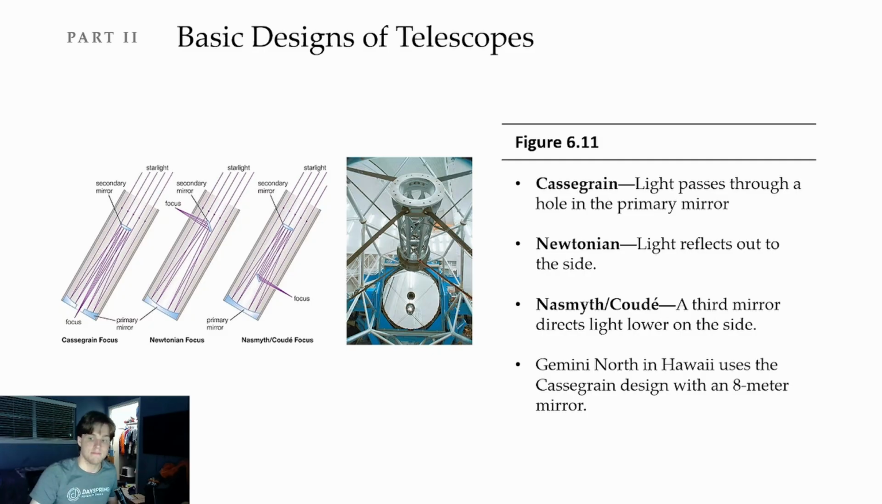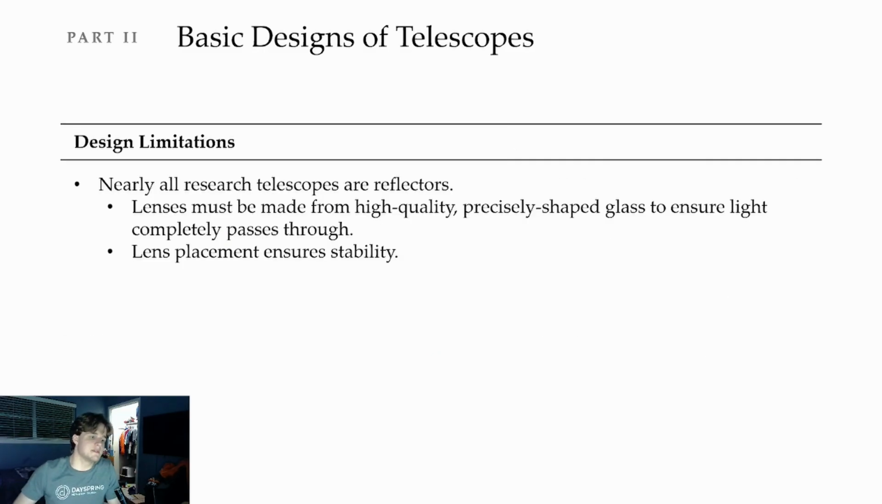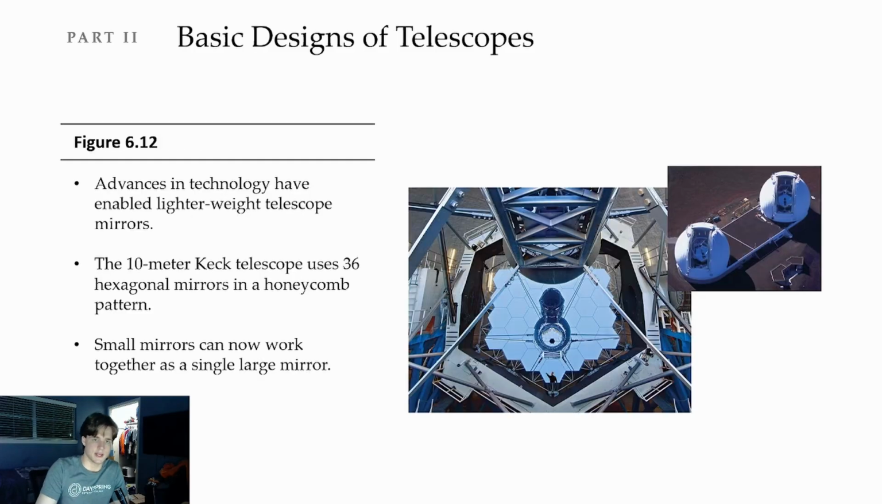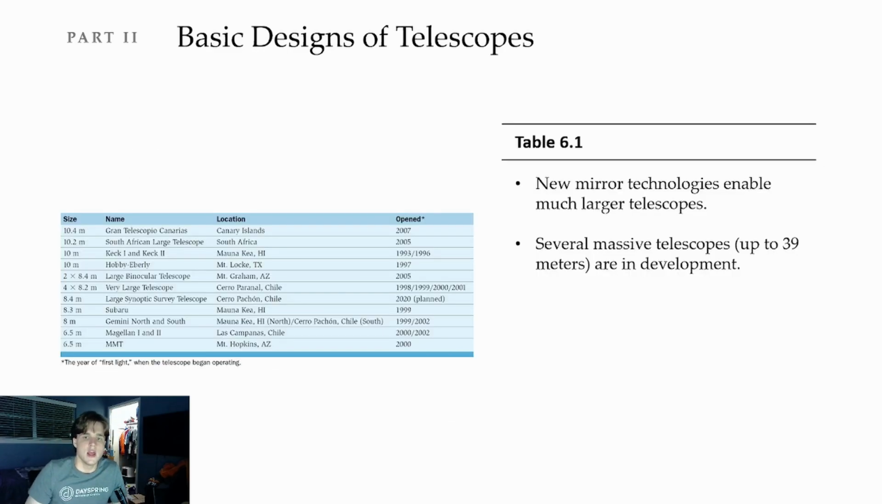Now, some design limitations: all research telescopes are reflectors. They require precisely shaped, high quality mirrors made from high quality glass, and precise placement to ensure stability. An example of this is the Keck telescope, which uses 36 hexagonal mirrors to form one giant mirror. And here are some advancing mirror technologies for telescopes, and there are several that are being created.